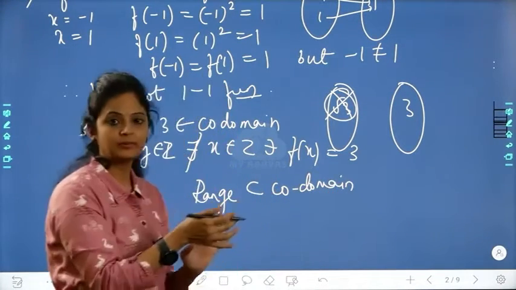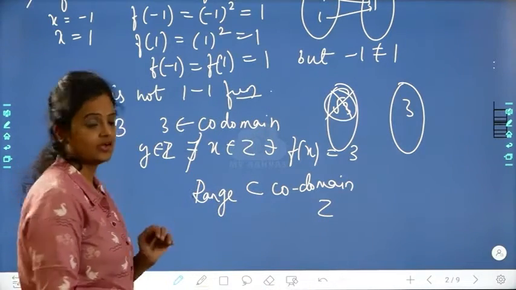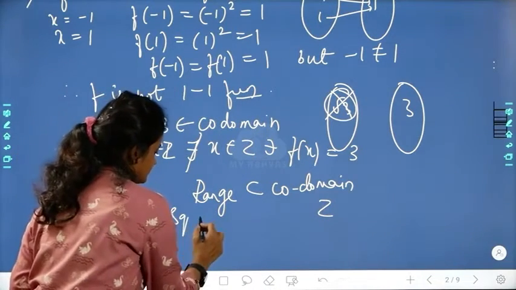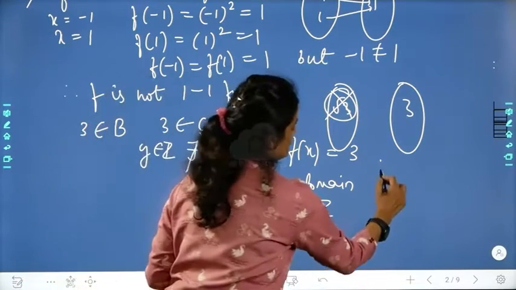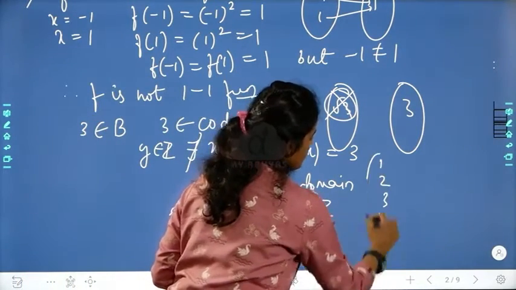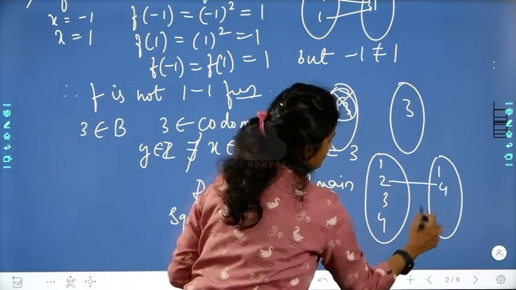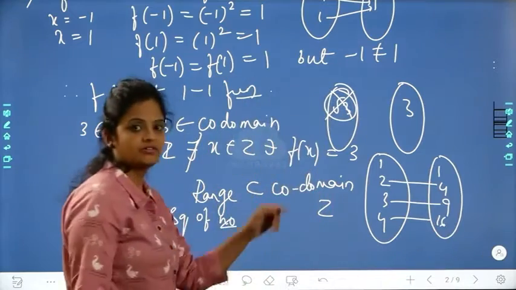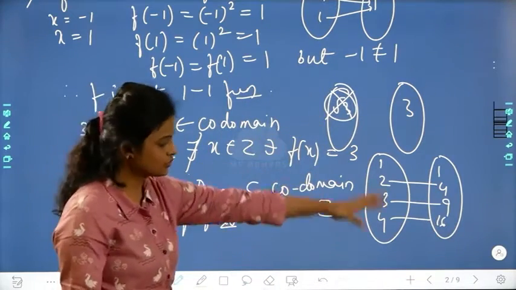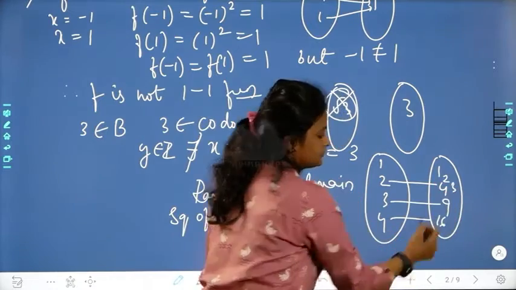Because the codomain is completely Z and the range is only squares of the numbers. Correct? If I take any integer here, 1, 2, 3, 4 and so on, the square of that will be here. For 2 it is 4, for 3 it is 9, for 4 it is 16, like this. Even if you take negatives, we'll get only those.